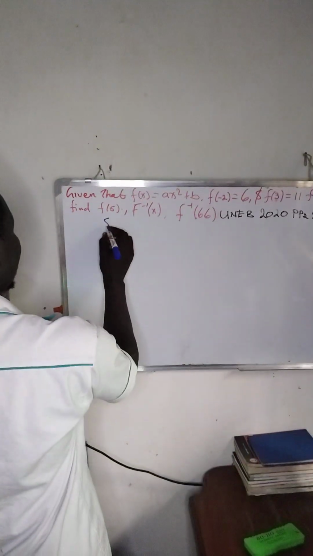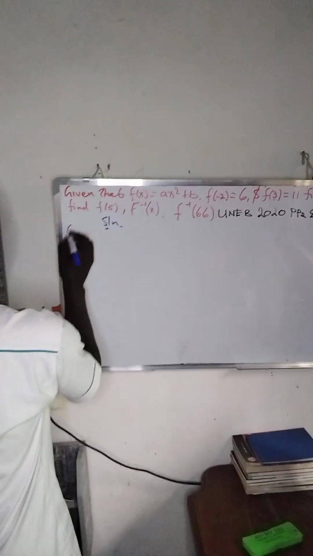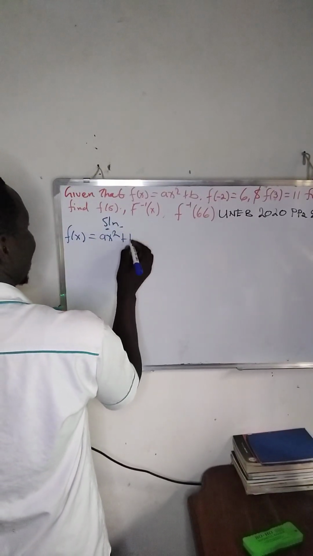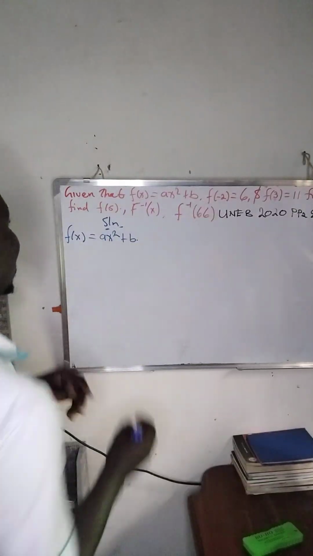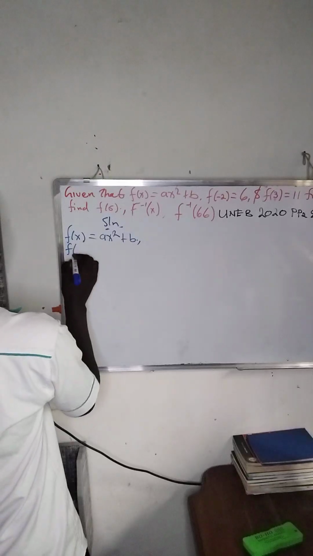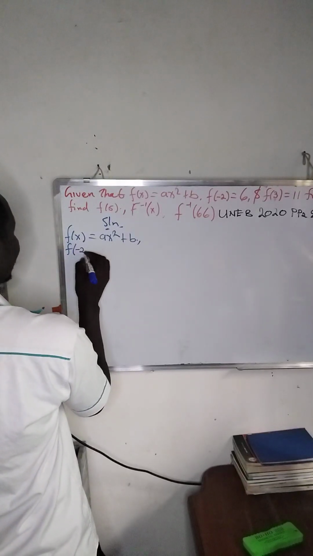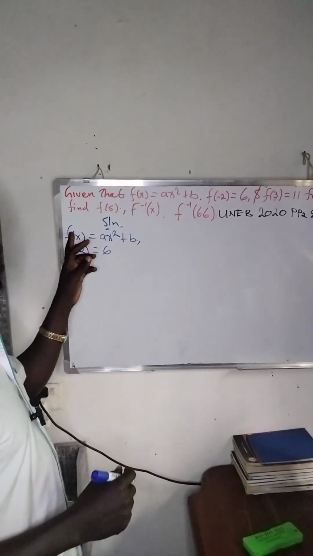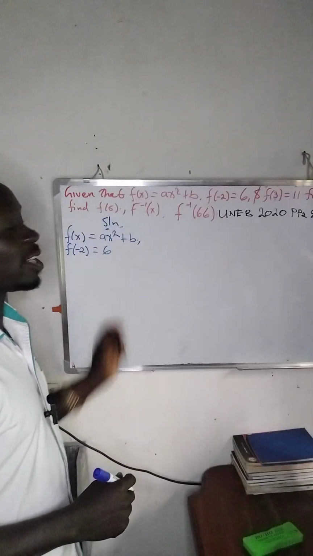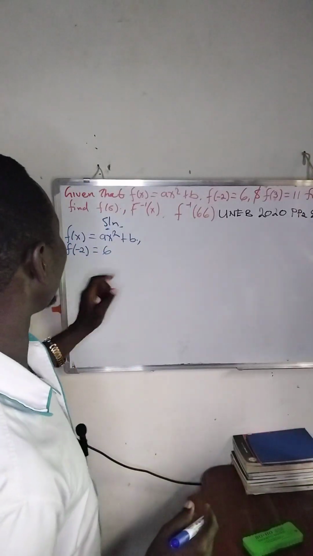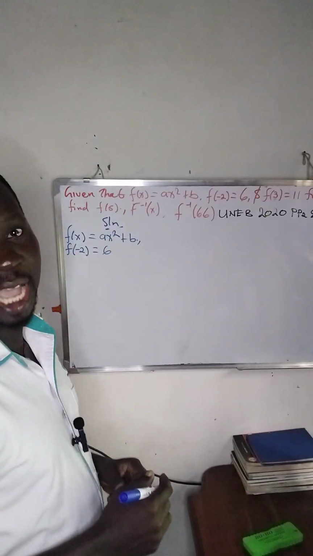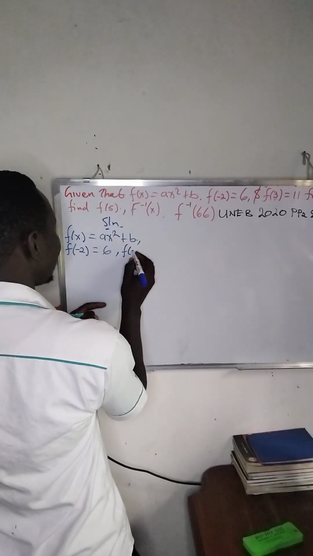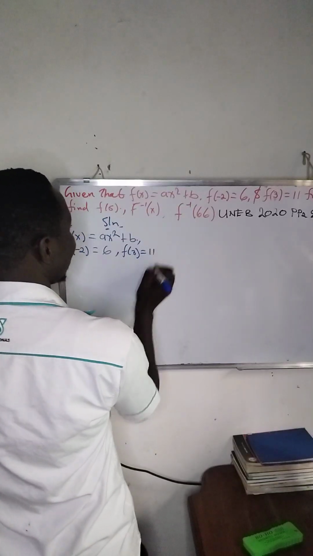Now, our solution. The question is saying f of x is equal to ax squared plus b. But they are saying f of negative 2 is equal to 6. Meaning, for this function, this one comes to be our machine now. But before we substitute, we need to first obtain the value of a and b. They are saying f of negative 2 is equal to 6, and f of 3 is equal to 11.